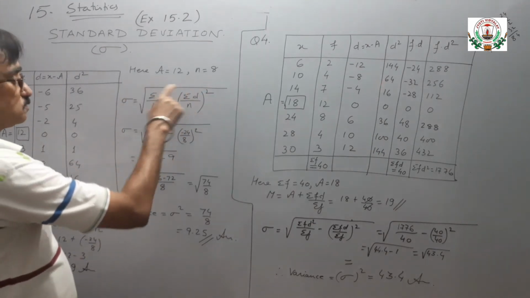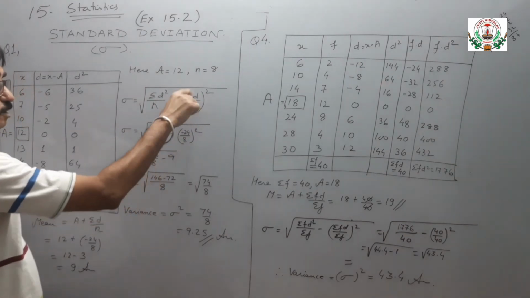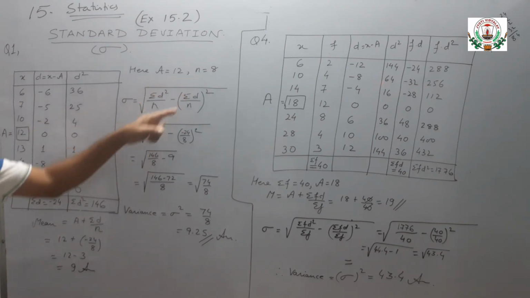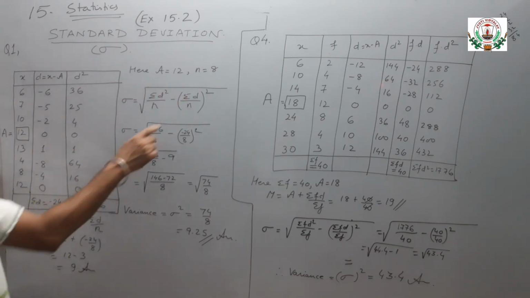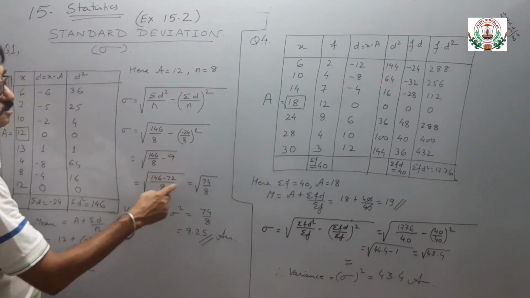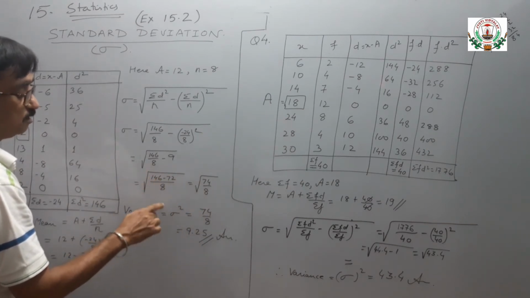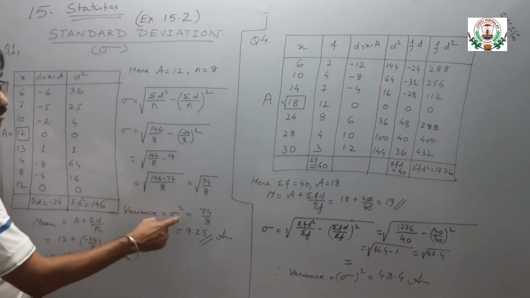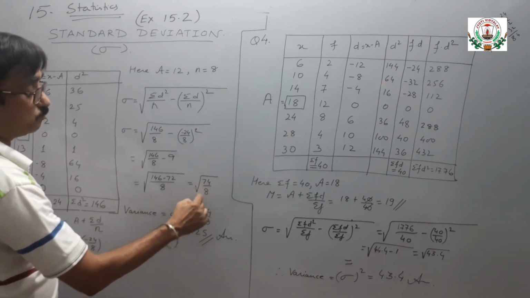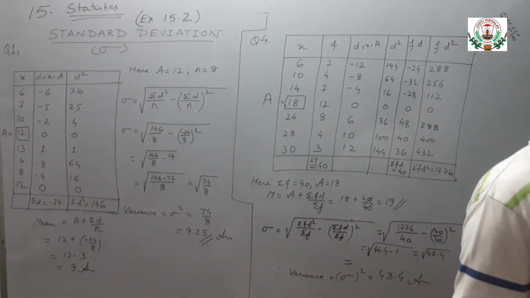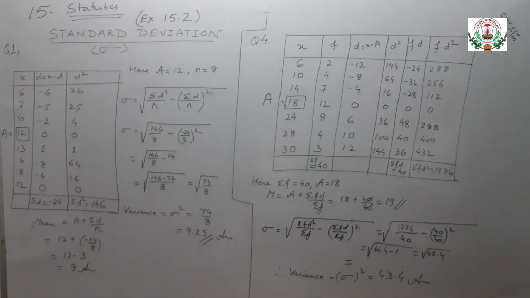So formula is under root over summation d square upon n minus summation d upon n the whole square. Summation d square is 146, and 146 upon n is 8, and summation d is minus 24. Minus 24 upon 8, that is minus 3. Minus 3 का square हो जाएगा 9. Take LCM, simplify. At last we take the square of it because we have to calculate the variance. So sigma square, 74 by 8, square root side will be vanished out, and after division our answer will be 9.25.